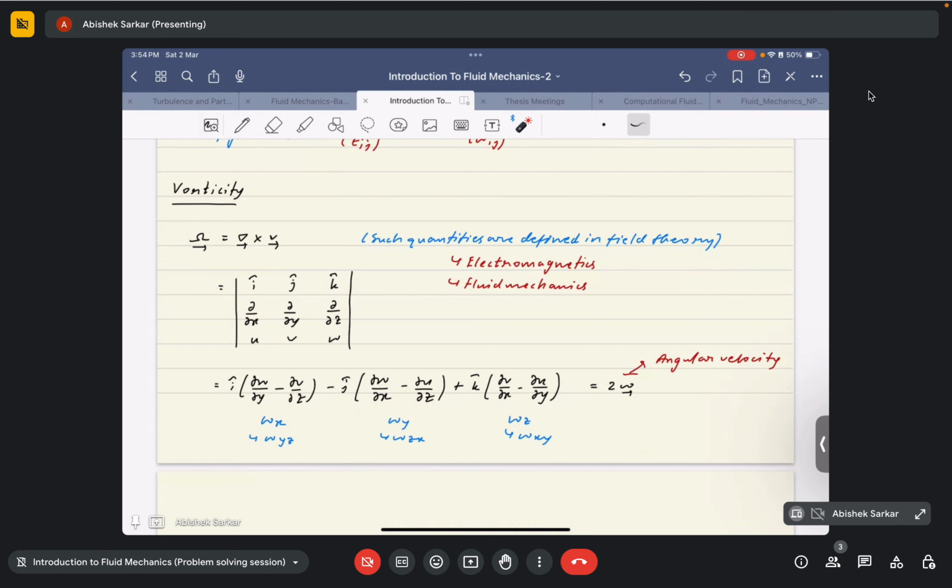And you may wonder why I have written these terms as well. See, omega z would include velocity components that are perpendicular to it.